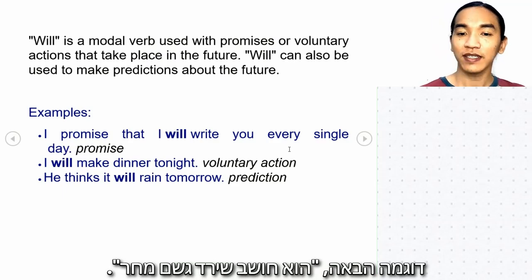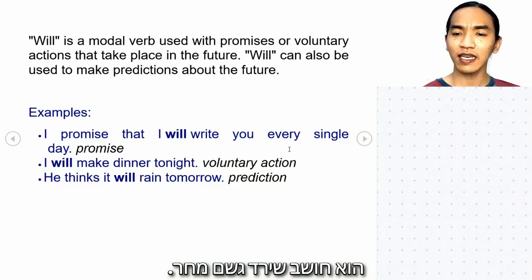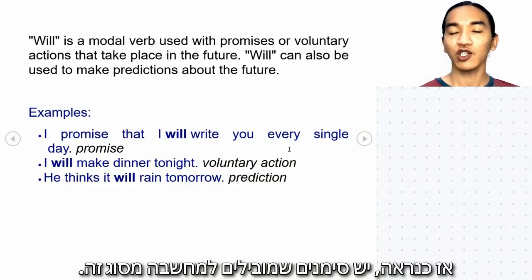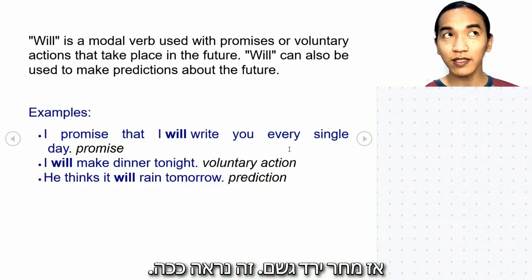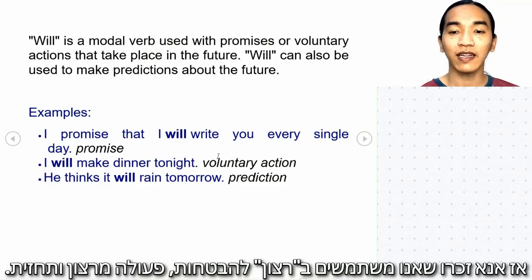So, the next one, he thinks it will rain tomorrow. He thinks it will rain tomorrow. So this is a kind of prediction. Probably there are signs leading to this kind of thought. Therefore, he's able to make a prediction about the future. So it will rain tomorrow. It looks like it. So please remember that we use will for promises, voluntary action, and prediction.